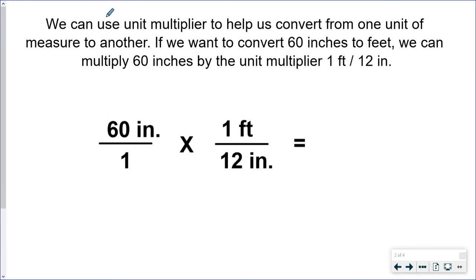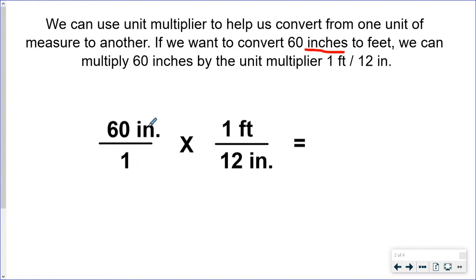Okay, we can use these unit multipliers now to help us convert from one unit of measurement to another. Let's say, for example, I have 60 inches and I want to convert that to feet. Okay, so since I'm starting with 60 inches, I'm going to write 60 inches over 1 as a fraction. Hopefully you know by now that you can change any whole number into a fraction simply by putting it over 1. So I have 60 inches over 1.